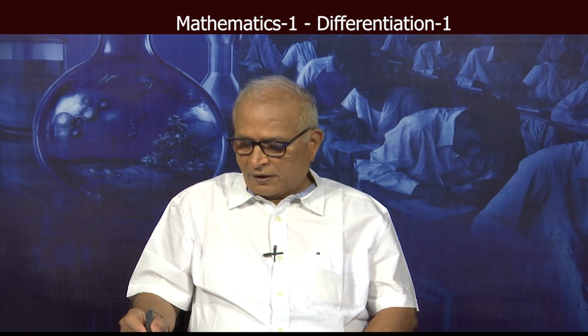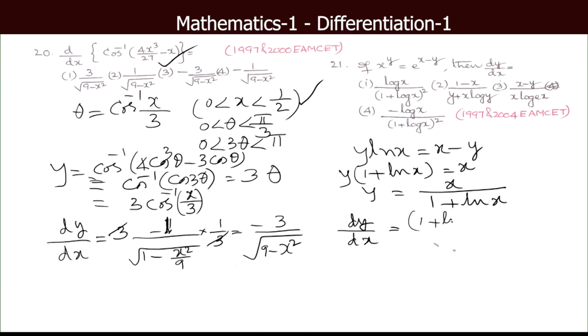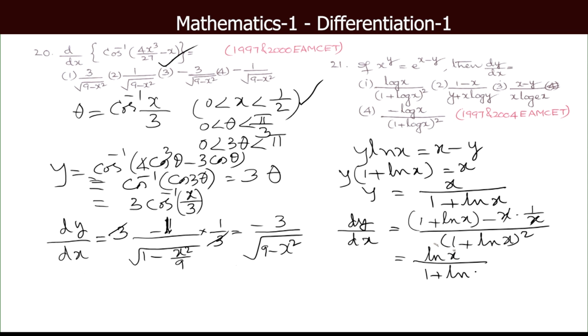Well, 1 plus ln x into derivative of x is 1, minus x into derivative of 1 plus ln x, 1 by x, by 1 plus ln x whole square. Well, this x and x get cancelled. 1 plus ln x minus 1 is ln x by 1 plus ln x whole square. Well, that is option 1.